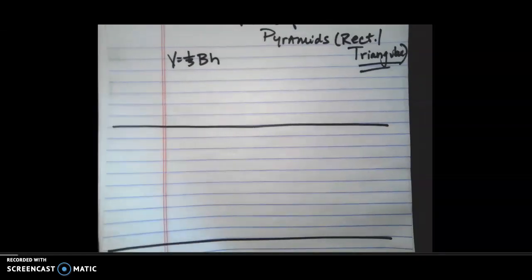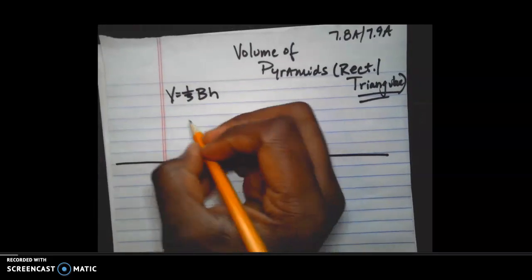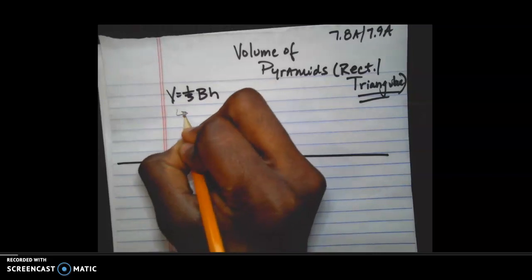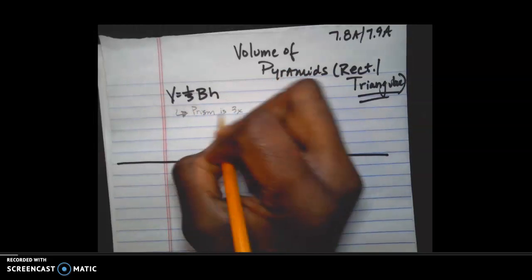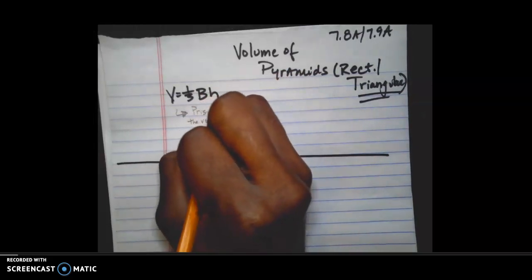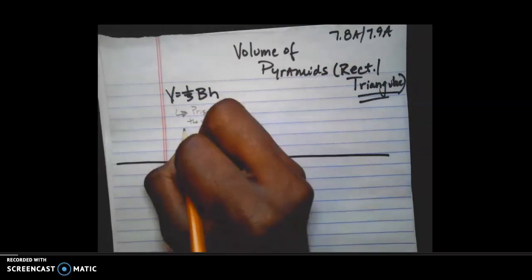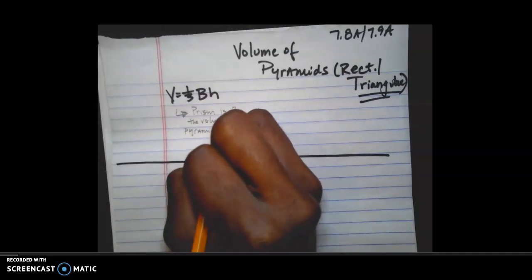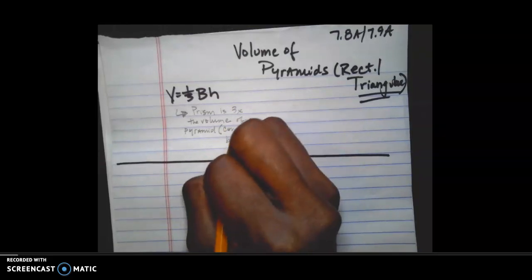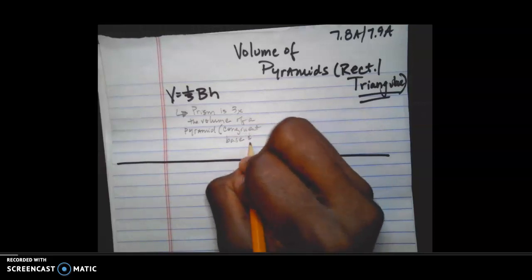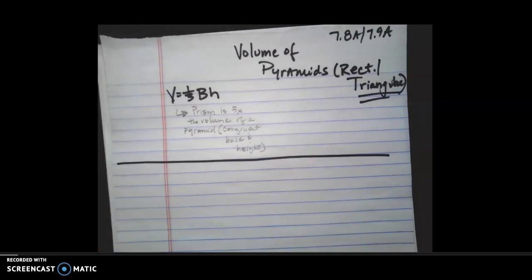All right, so I've taken the liberty of writing the formula out. So basically, what this equates to is that a prism is 3 times the volume of a pyramid. And the warning is that the pyramid has to have a congruent base and height. Okay, so that's the warning there. So let's go ahead and look at our example.